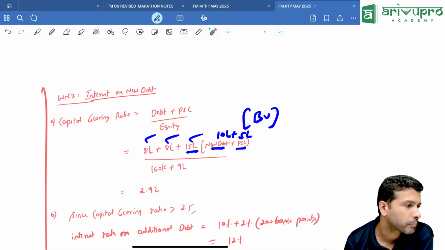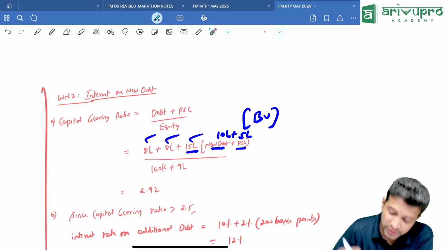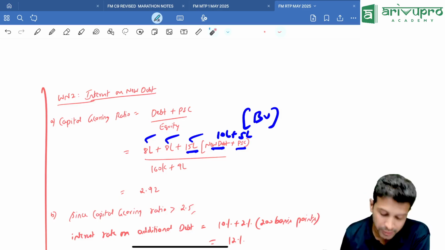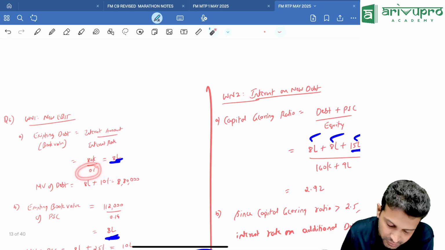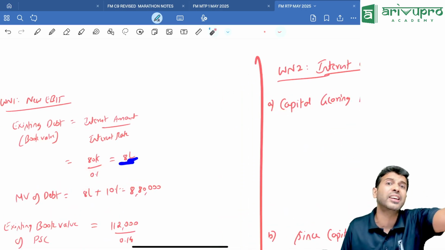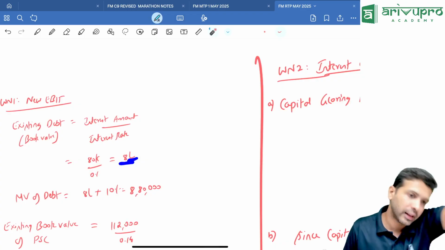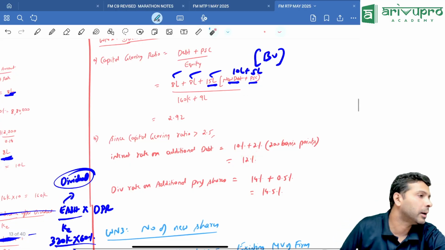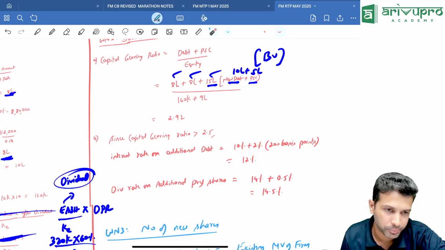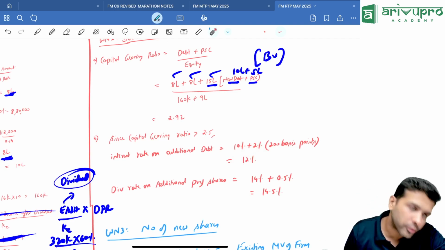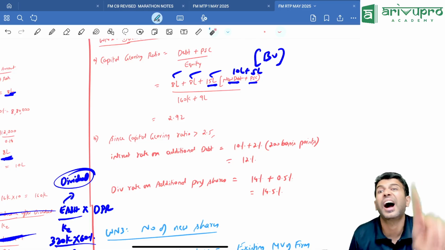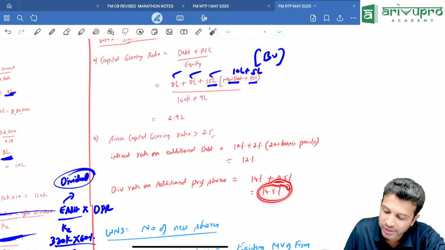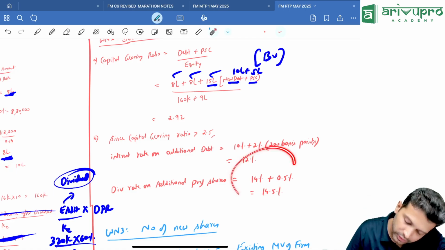Why does this matter? They told in the problem that if this capital gearing ratio exceeds 2.5, will the debentures carry the 10% interest rate, or will it increase by 200 basis points? It will increase by 200 basis points. That means the interest rate on new debt will not be 10. It will become 10 plus 2%, which will be 12%. Only this, or even preference shares? The preference dividend rate as per the question will increase by 0.5%. Currently, the preference dividend is 14%. It will increase by 0.5%, so it will become 14.5.